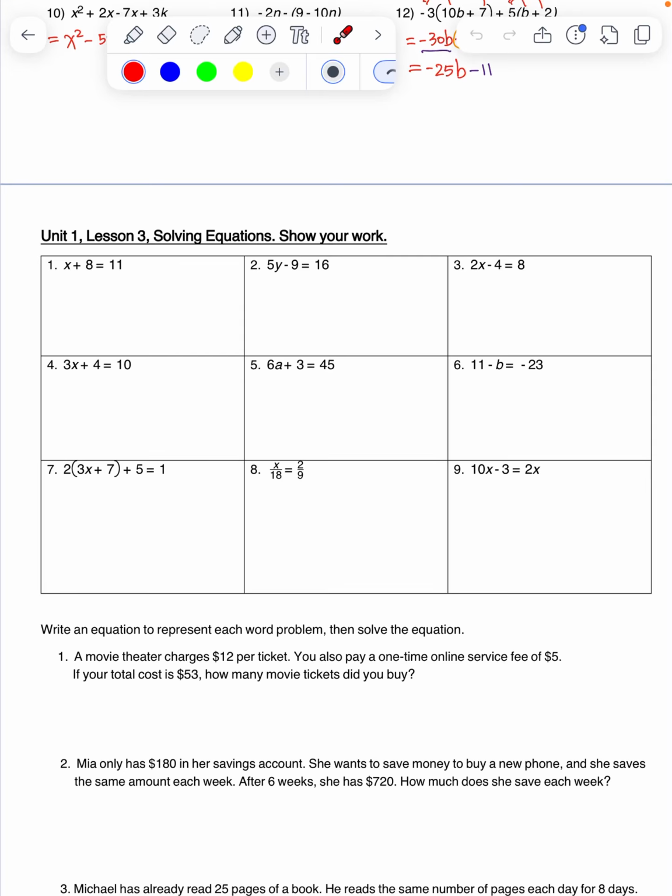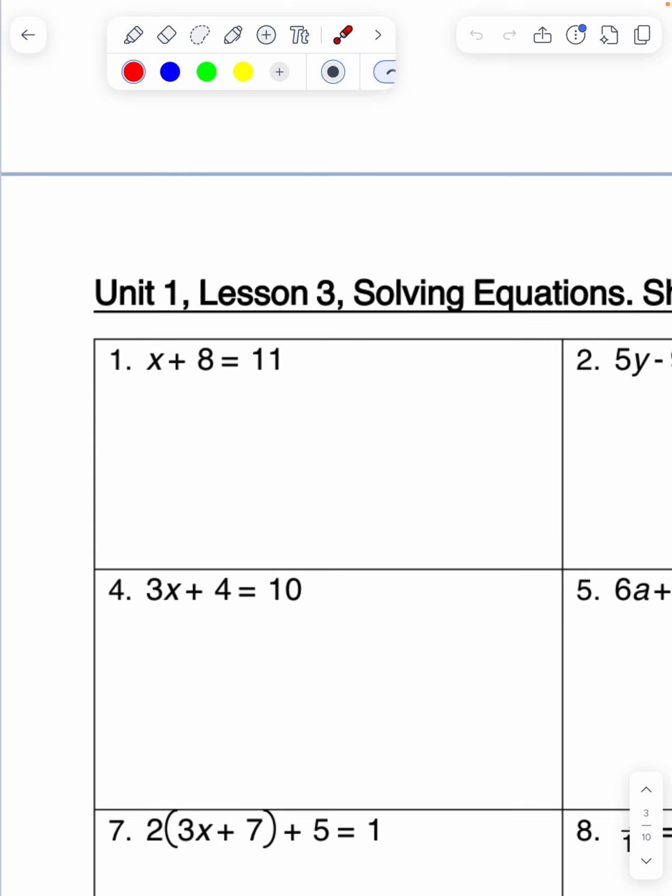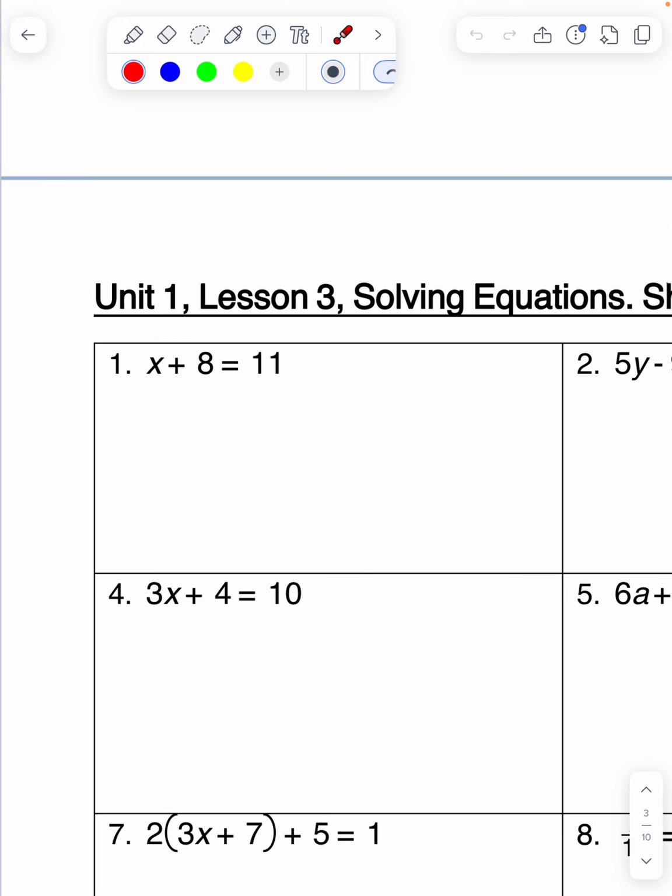Okay, Algebra 1, Unit 1, Lesson 3, solving equations, show your work. So x plus 8 equals 11. It's a number, an unknown number, right? Unknown number plus 8 equals 11. So what number plus 8 equals 11? So x must be 3.